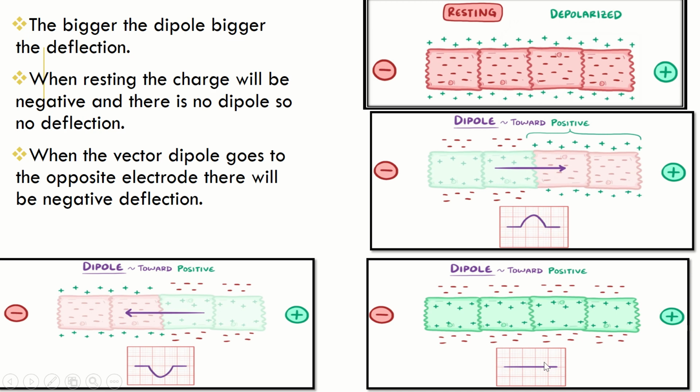If there is no line, it means there is no charge, nothing will be taken. No deflection means no charge is being produced. The bigger the dipole is, the bigger the deflection will be. When the resting charge is negative, there is no dipole, so no deflection. Here you can see there is no dipole and no deflection. When the vector dipole goes to the opposite electrode, there will be a negative deflection. Here you can see there is a negative, because here is negative and there is a positive.